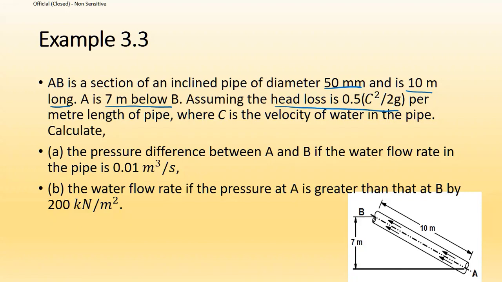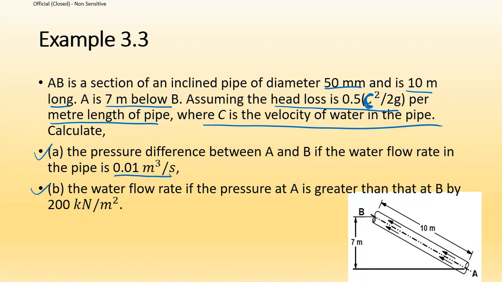Usually at this point in time, the head loss will be given by a fixed equation, but here the head loss is dependent on c, the velocity. Take note the head loss is given as 0.5 c squared over 2g per meter length of pipe, so it depends on how long your water travels. It travels 1 meter, you multiply by 1, 2 meters multiply by 2, 7 meters multiply by 7, whereby c is the velocity of the water in the pipe. Calculate the pressure difference between A and B if the water flows at 0.01 meter cube per second, and 2, the water flow rate if the pressure at A is greater than B by 200 kilonewton per meter square.